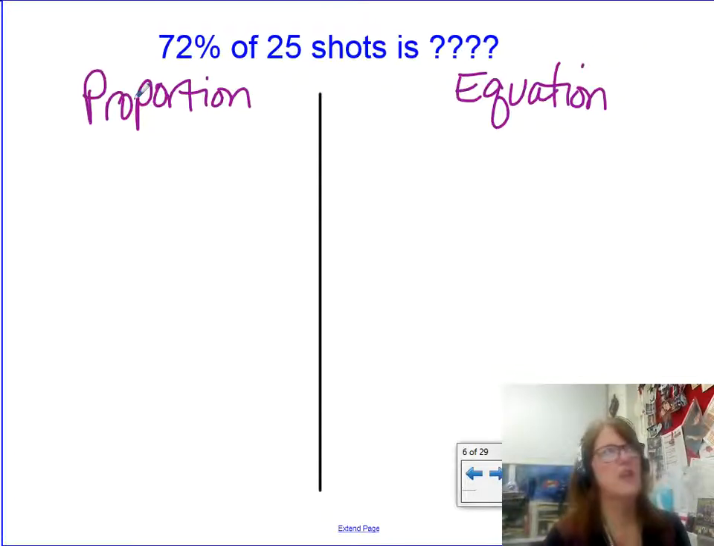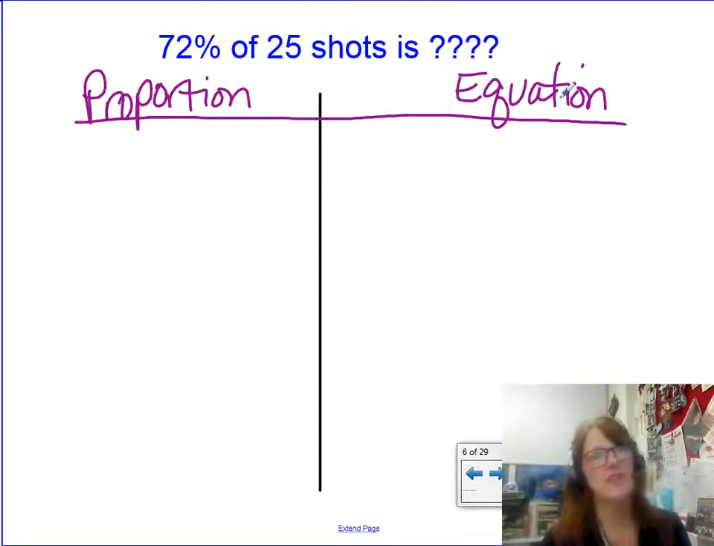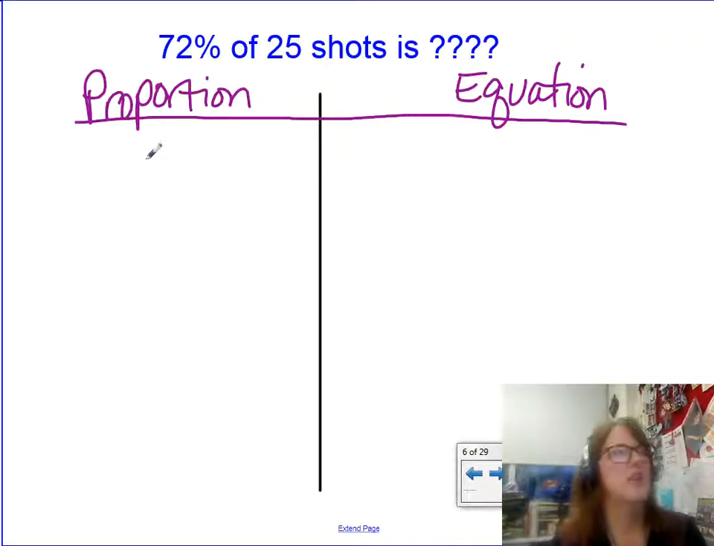And then today we're also going to master the equation way. So draw a line. We're going to do a couple of examples and do it both ways, just so you see how you would tackle each method. 72% of the 25 shots.